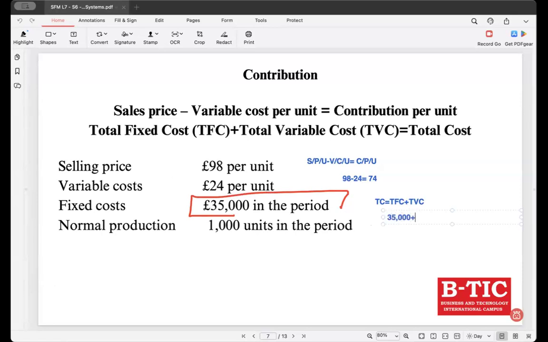Now we have a challenge. Total variable cost. How do we calculate the total variable cost? You can see the variable cost per unit has been given already, and the total units produced by the organization is also given. So what do we do? 24 multiplied by 1,000 gives you 24,000. So 35,000 plus 24,000 gives you a result of 59,000. So 59,000 pounds is the total cost.